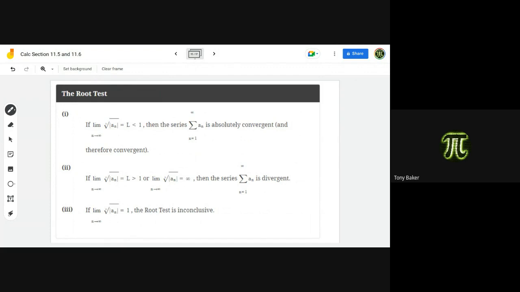The root test is basically identical to the ratio test. The only difference is we're taking the nth root of the absolute value of this series. So the root test, you're just taking the nth root of it. And the rules actually stay the same. If the limit's less than 1, it's absolutely convergent. If the limit is greater than 1, it is divergent. And if it equals 1, it is inconclusive.